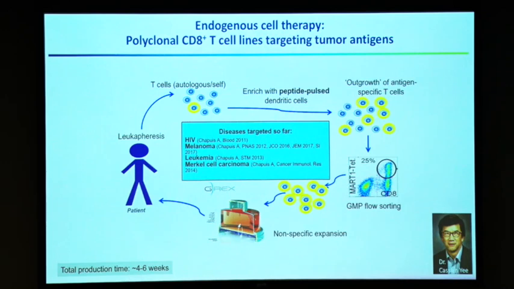We started when I was a postdoc. I was a postdoc in Phil Greenberg's lab and then Cassian's lab, and we did a lot of endogenous adoptive T-cell therapy. We targeted HIV, as I talked about, but also melanoma, leukemia, and Merkel cell. The principle here is really to take a leukapheresis from the patient and then identify, by stimulating with peptide-pulsed autologous dendritic cells, T cells that are in the patient, and then expand those, select them by single cell sorting, expand them some more, and then give them back to the patient.